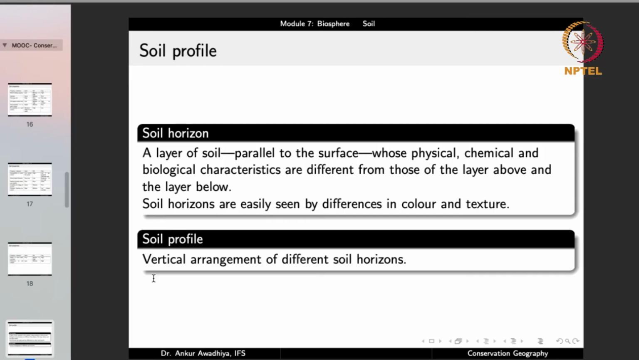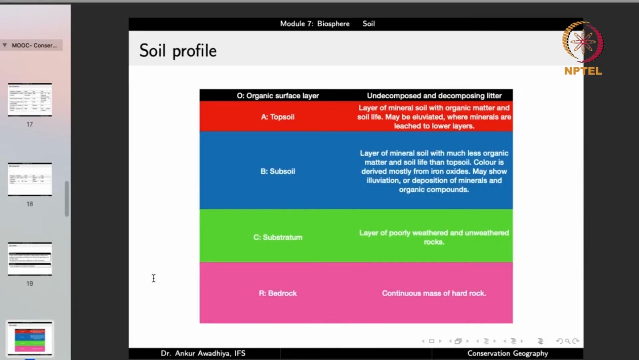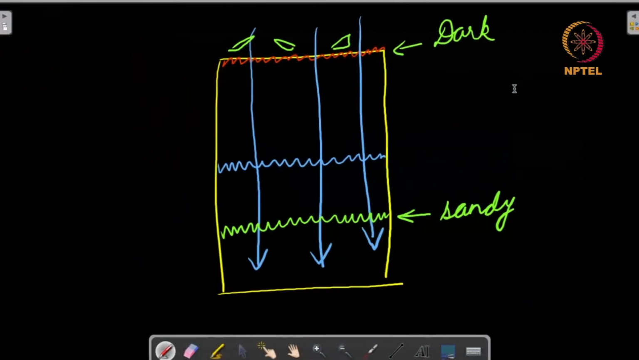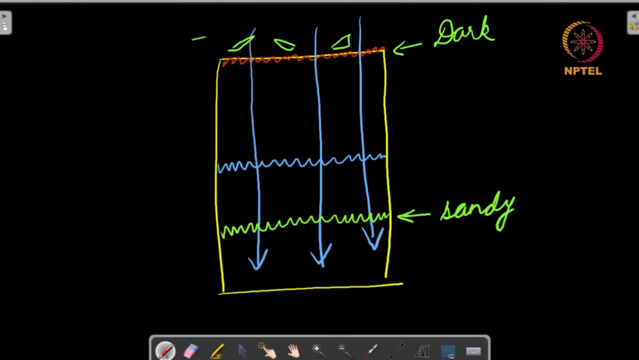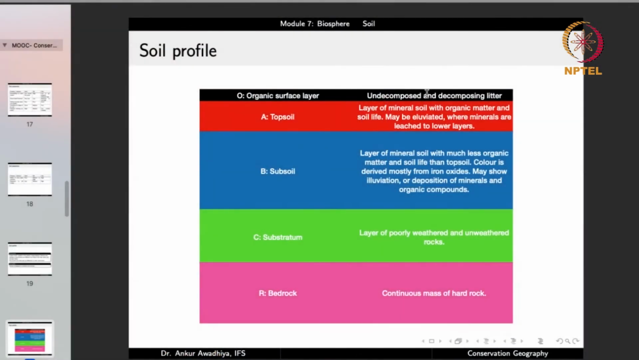How are they arranged? And typically we find these soil horizons. The top layer is the organic surface layer. It is comprised of undecomposed and decomposing litter. So when we talk about the soil, this layer is the O horizon, the organic horizon. It comprises undecomposed matter and decomposing matter in different stages of decomposition.